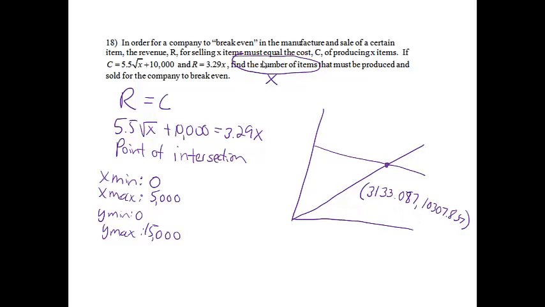Okay, but it asks me for the number of items. So the x value is the number of items. We can't sell a part of an item, so you could really either put 3133 or 3134 would both be acceptable as your answers for that one.